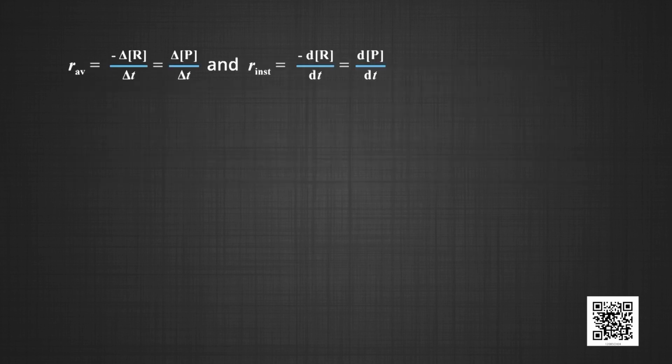Average rate is expressed as minus delta molar concentration of the reactants by delta T equals delta molar concentration of the products by delta T, and instantaneous rate is expressed as minus d molar concentration of R by dT equals d molar concentration of the products by dT.